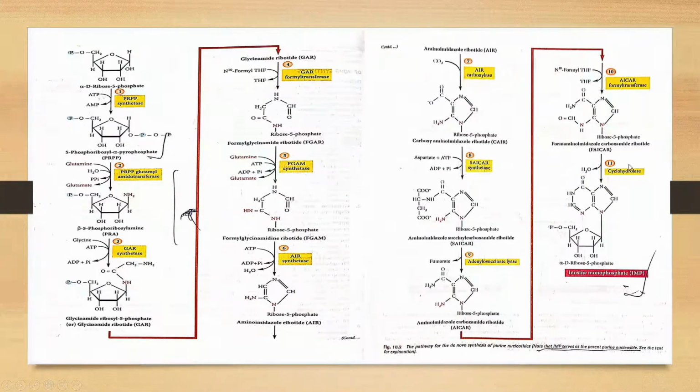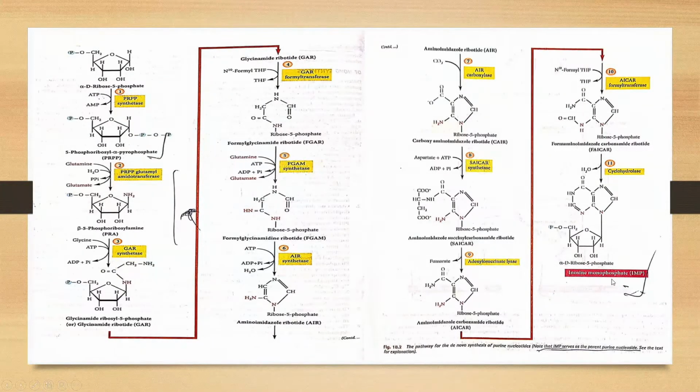The final reaction of the purine biosynthetic pathway is catalyzed by a cyclohydrolase, leading to ring closure with elimination of a water molecule. The end product of the pathway is the first purine nucleotide, inosine monophosphate. From this inosine monophosphate, other purine nucleotides are synthesized.